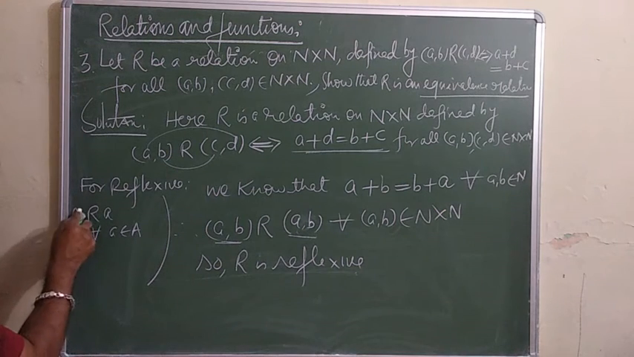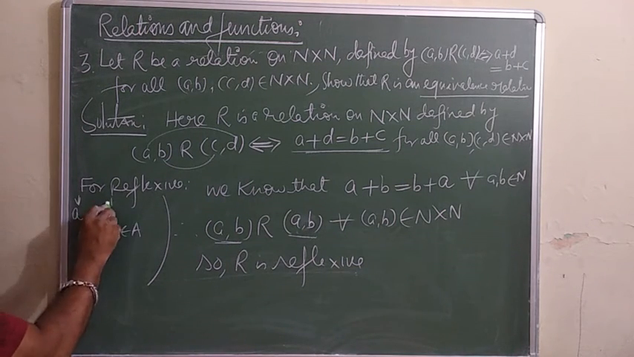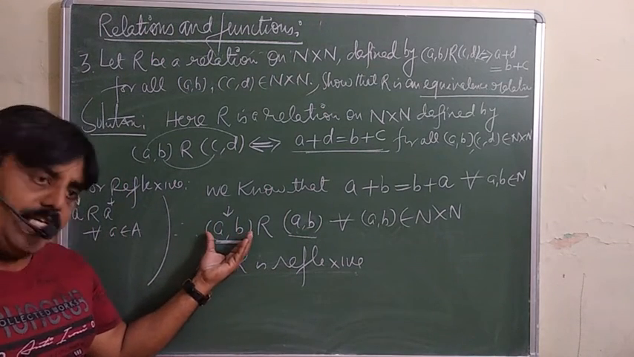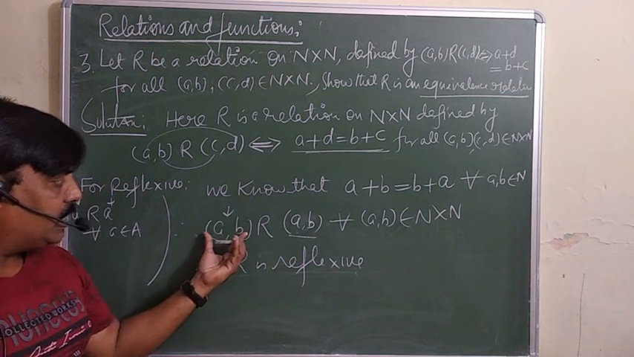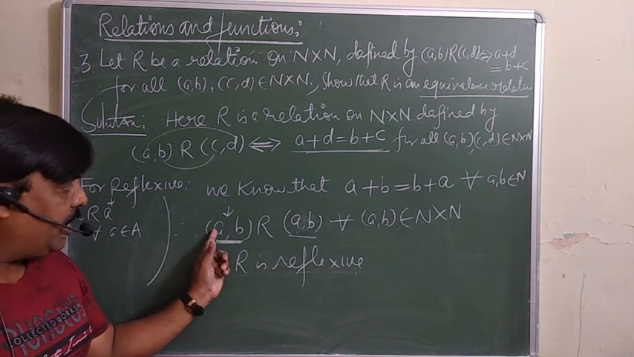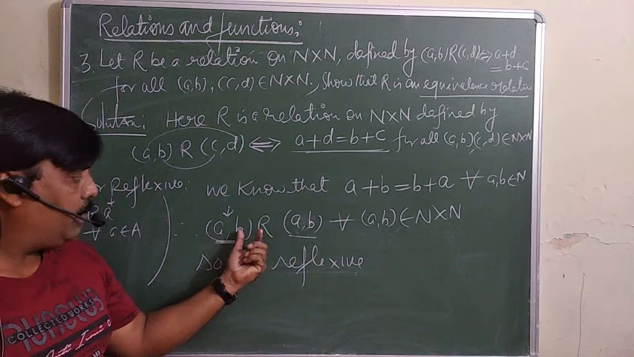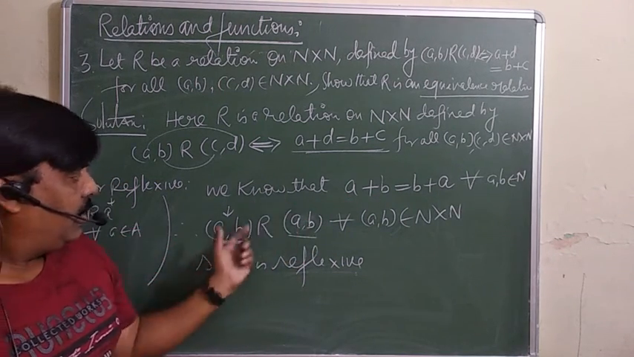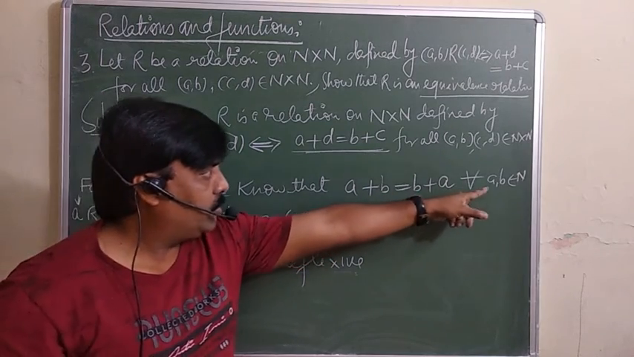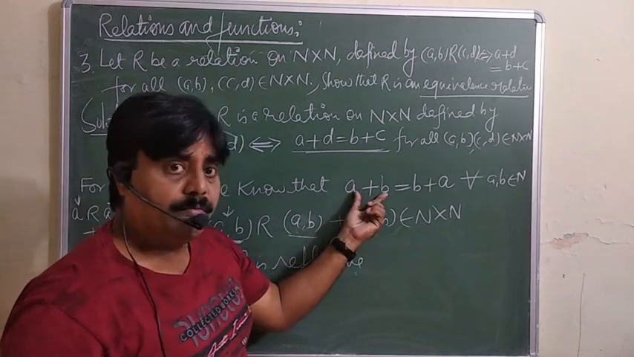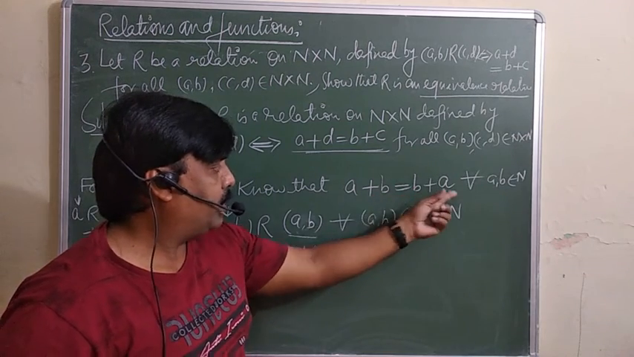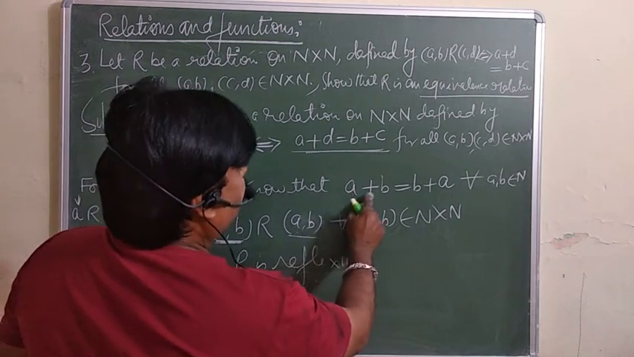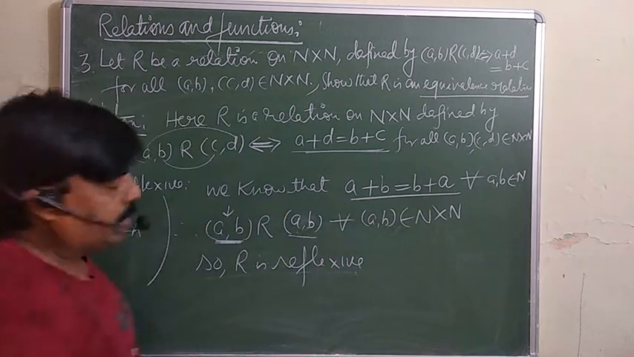Here this ordered pair is working as an element. Treat it as an element. But when we apply the relation, what will you get? You will get a + b equal to b + a. This condition is already satisfied, because these are natural numbers, for example 1 + 2 equals 2 + 1. So we are writing a + b is equal to b + a.